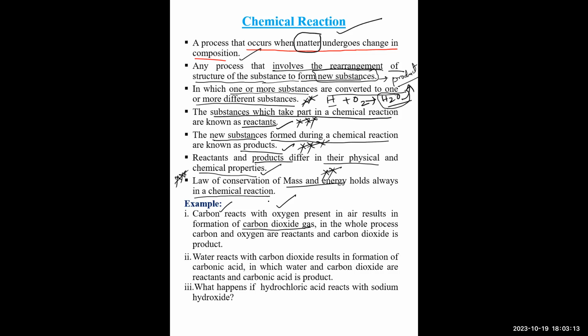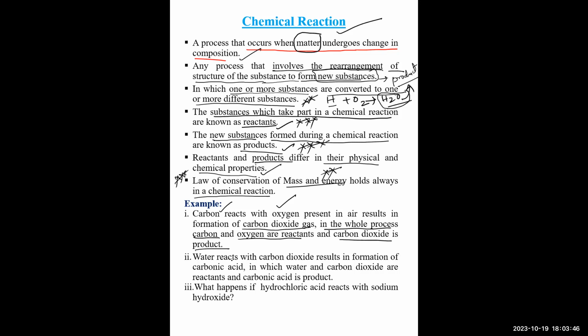So now carbon plus oxygen will become what? Reactants. Whenever the carbon and oxygen take part in a chemical reaction, a new product is going to be formed, a new substance is going to be formed. That new substance is called carbon dioxide, which is again a gaseous state. So carbon dioxide will become what? Product. Carbon and oxygen are the reactants, carbon dioxide is a product. So in the whole process, carbon and oxygen are reactants and carbon dioxide is a product. Carbon dioxide is what? Product.